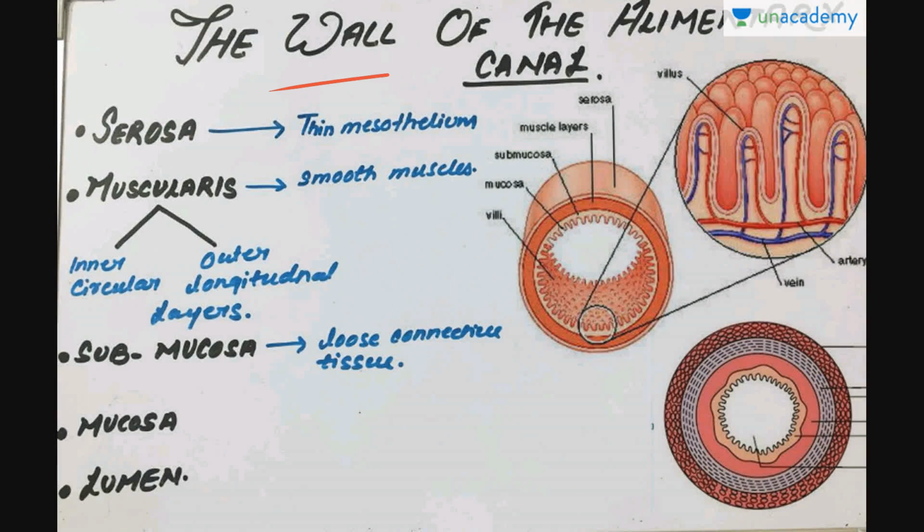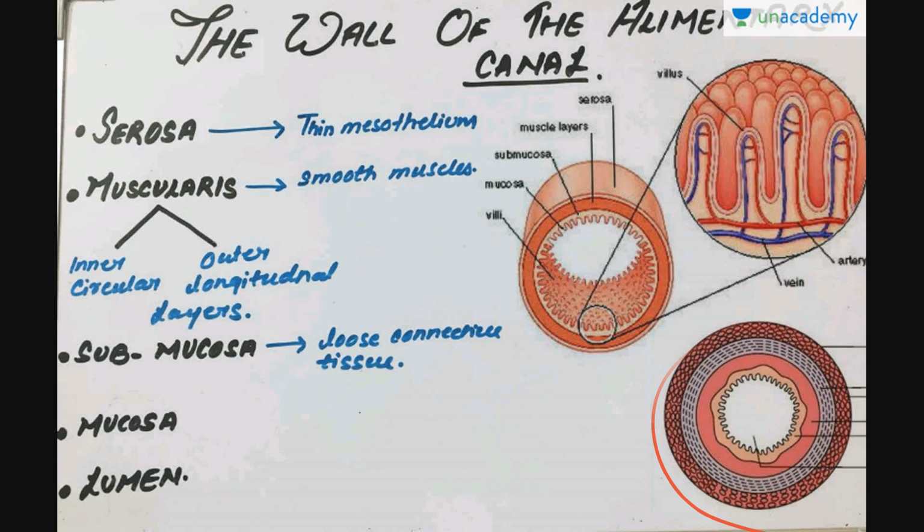Let us learn about the wall of the alimentary canal. The wall of the alimentary canal from the esophagus to the rectum possesses four layers: the serosa, muscularis, submucosa, mucosa, and the lumen. The serosa is the outermost layer, and is made up of mesothelium. Mesothelium is the epithelium of the visceral organs, along with some connective tissues.